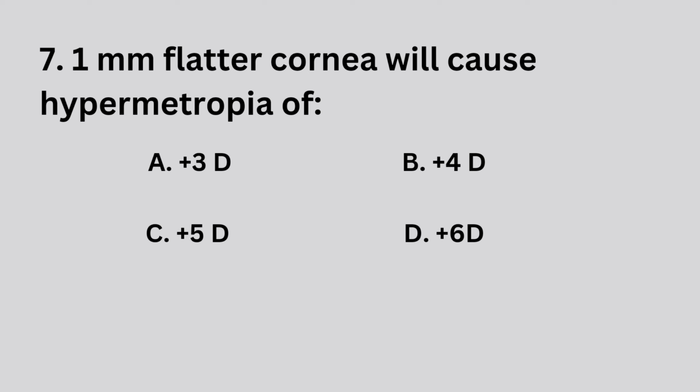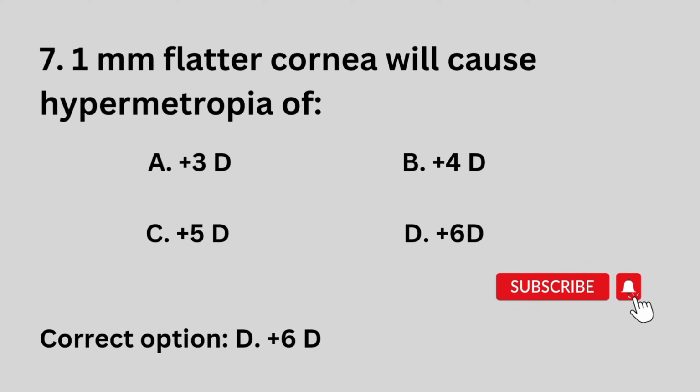Seventh question, 1 mm flatter cornea will cause hypermetropia of option A, +3 diopter. Option B, +4 diopter. Option C, +5 diopter. And option D, +6 diopter. Correct answer is option D, +6 diopter.